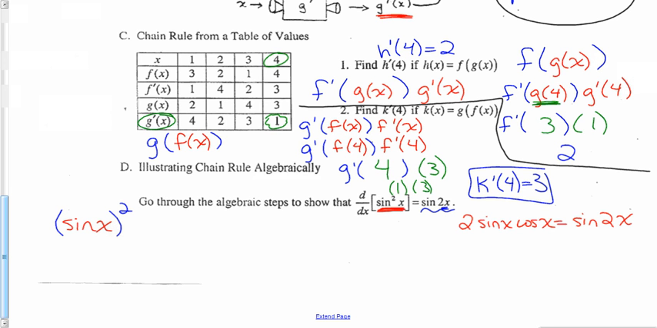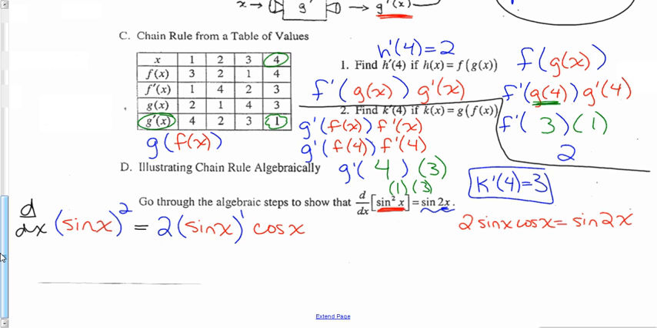So when I take the derivative of this, I'm going to take the derivative of the outside first. So here's my d dx. That means an operation: take the derivative with respect to x. Start by taking the derivative of the outside. I multiply by my exponent. My exponent is now subtracted by 1. And my inside stays the inside, sine of x. And then I multiply by the derivative of the inside, which is cosine of x.